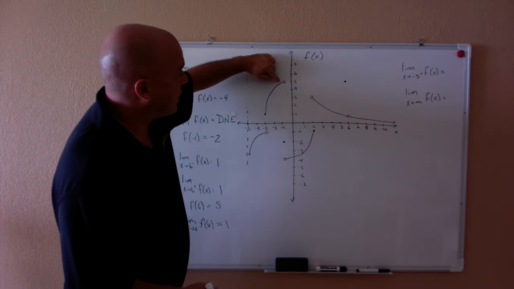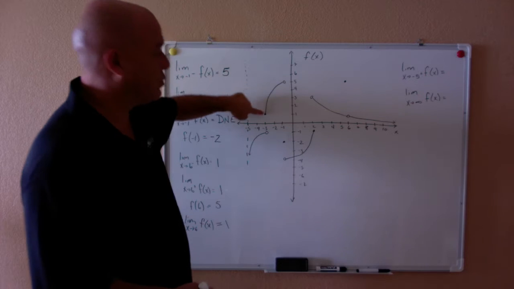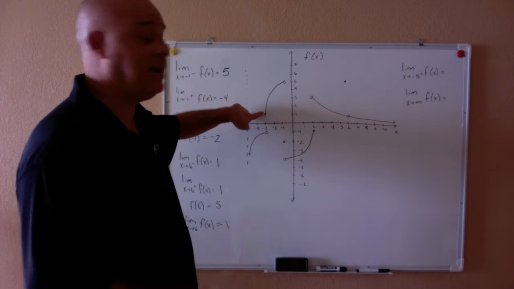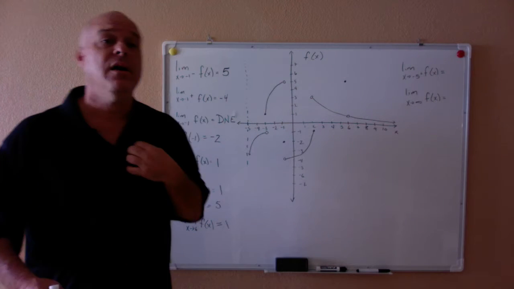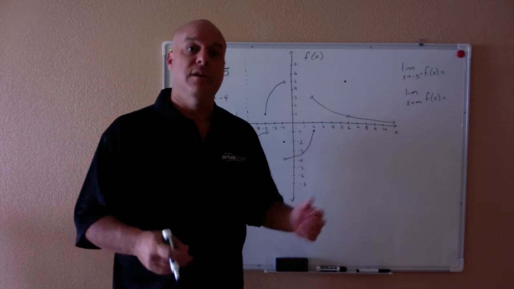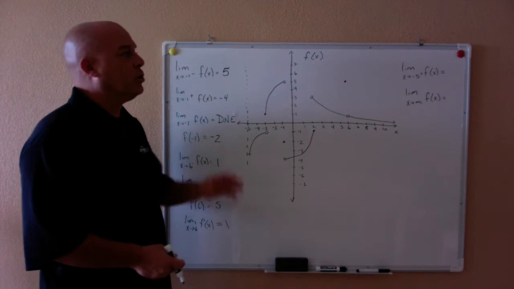From the right-hand side, if I'm approaching -3, the function value is getting closer and closer to +1. So the limit as x approaches -3 from the right is going to be +1. Since those two values are not the same, then the limit as x approaches -3, the two-sided limit, does not exist. So hopefully that's what you came up with when you were looking at this.